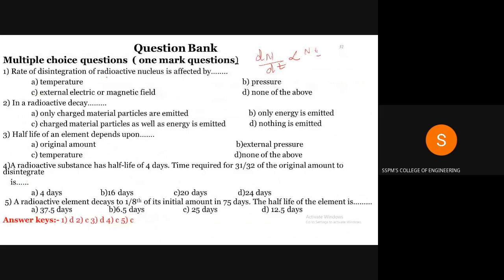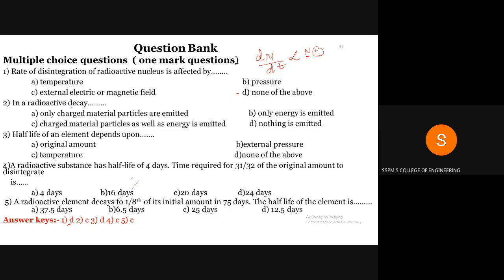The rate of disintegration of radioactive nucleus is affected by temperature, no. Pressure, no. External electric or magnetic field, no. On which parameter does it depend? It depends on N at any time t. That is it. So what is the correct answer? Let us check here. The answer is B. So the correct answer is this.